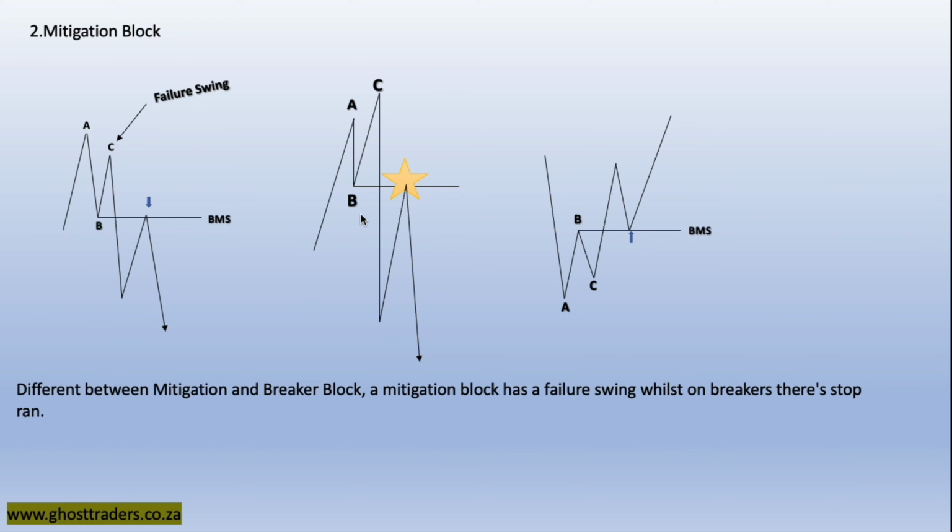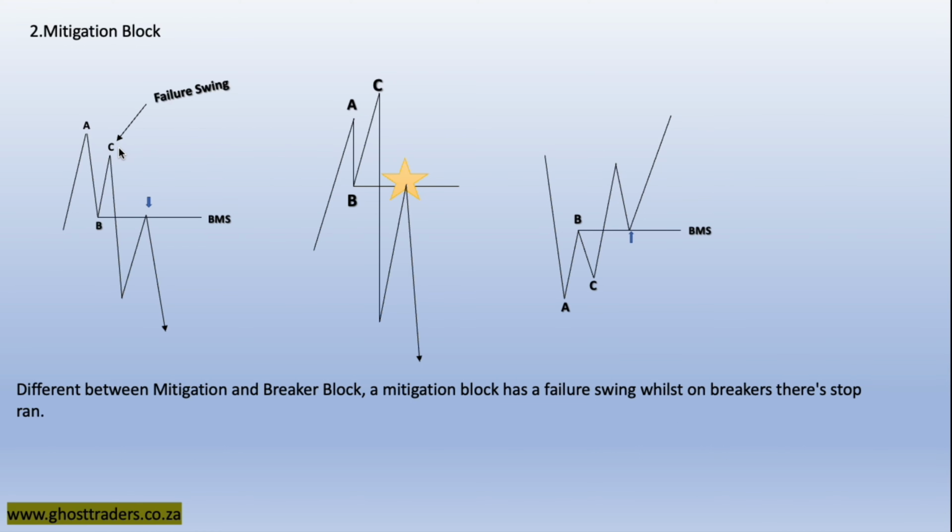Okay, you can see now this structure here, it's not a mitigation block, it's a breaker structure, sorry. So this is a breaker structure here. You can see price pushes up, pushes down, and then we have a higher high. Instead, what do we have on a mitigation block?